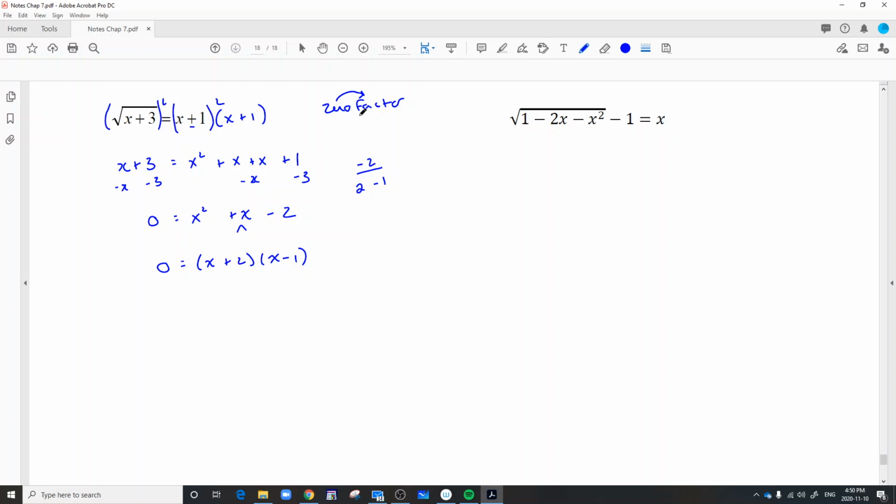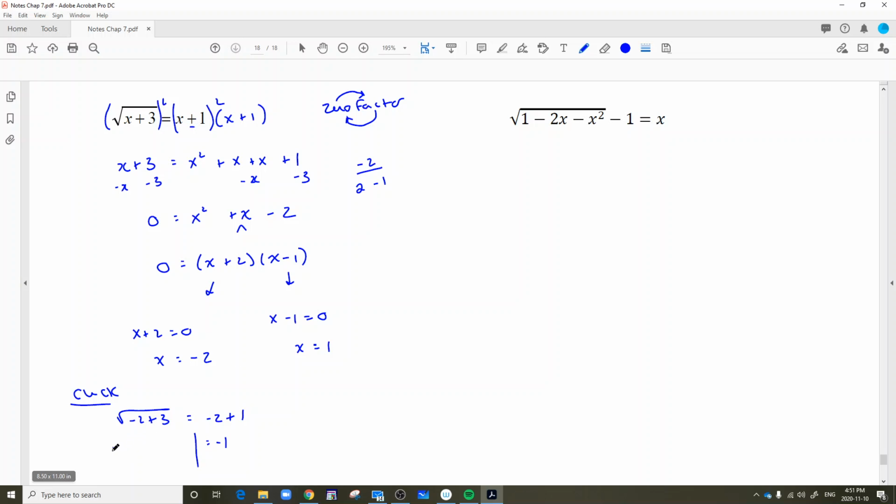Now that I've set it equal to 0 and I've factored, now I'm going to set each factor equal to 0 and solve. So I've got x plus 2 equal to 0 and x minus 1 equal to 0. So my proposed solutions are negative 2 and positive 1. When I have a proposed solution, I always have to check. So into my original equation, negative 2 plus 3, will that equal negative 2 plus 1? Right here on the right-hand side, I know that I'm trying to make a radical equal to a negative number. I can reject this solution right now.